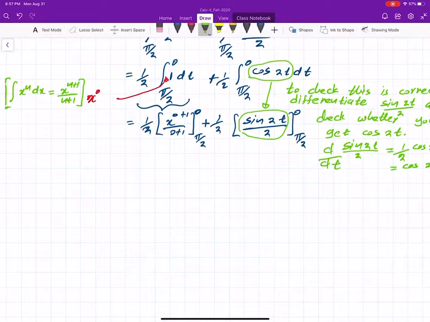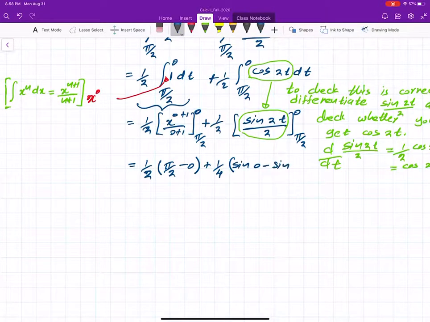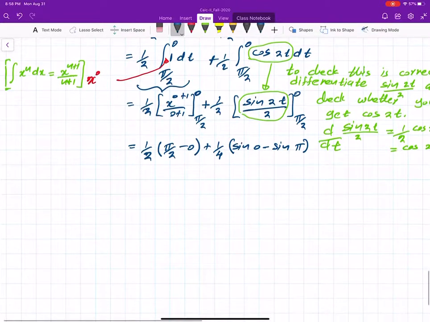And then you have to apply the limits now. Let me take the blue pen. Here half, and then apply the upper limit, which is pi over 2, apply the lower limit, which is 0, plus 1/4. Apply the upper limit, sine 0, minus, apply the lower limit, sine pi. Here this should be half, multiplied by pi over 2, is directly pi over 4.